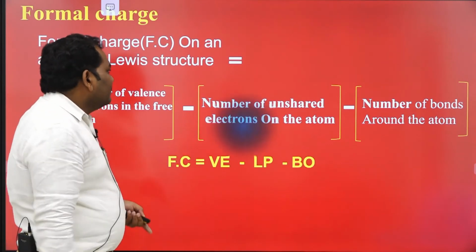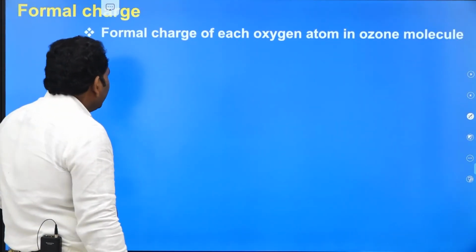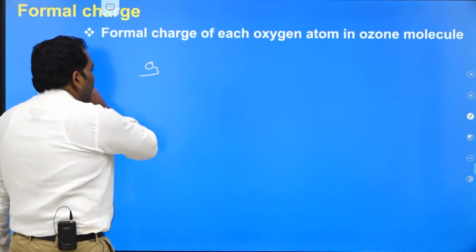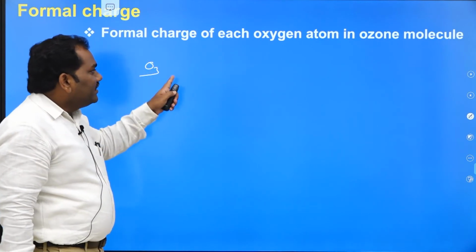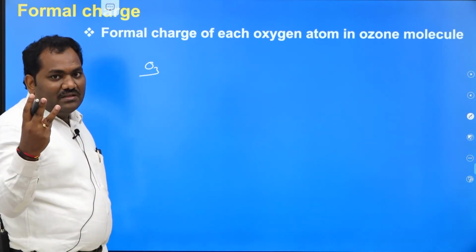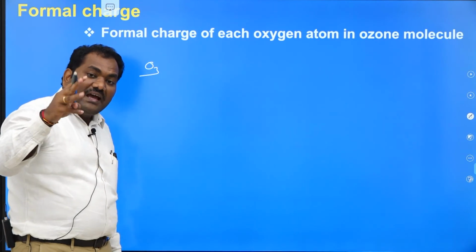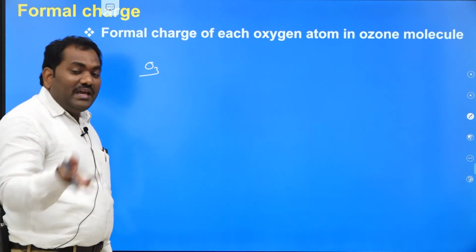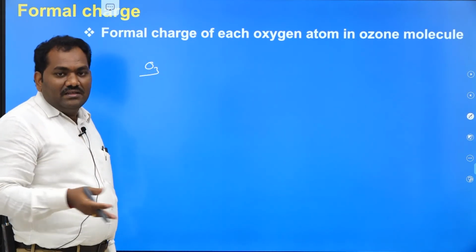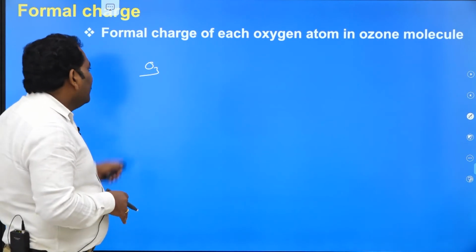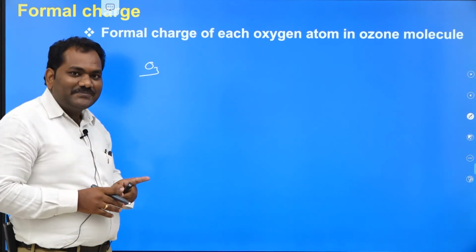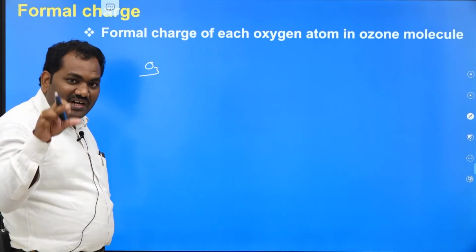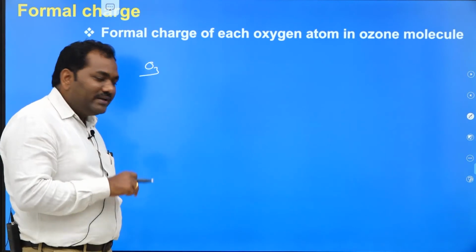Let's take one example, the ozone molecule, O3. In this O3, three oxygen atoms are present. The three oxygen atoms have different formal charges. Even though they have the same electronegativity, they have different charges in that molecule. But finally the molecule has a neutral charge. That is quite different. Now we can calculate the charge of each atom in the molecule.